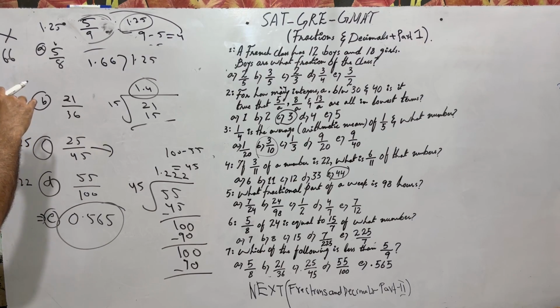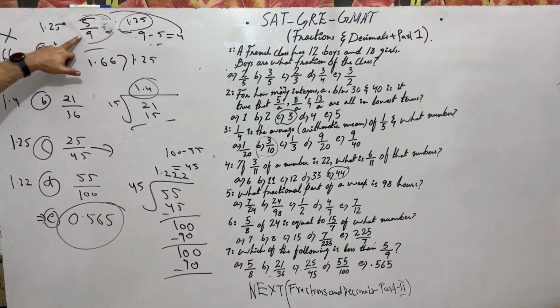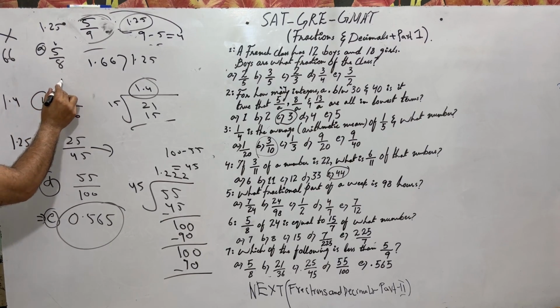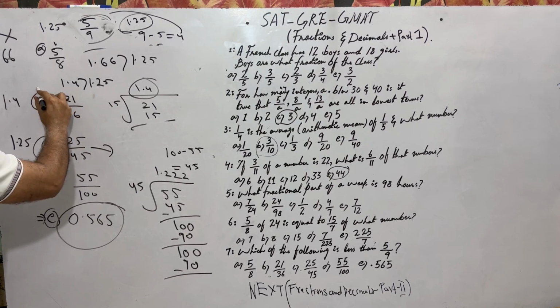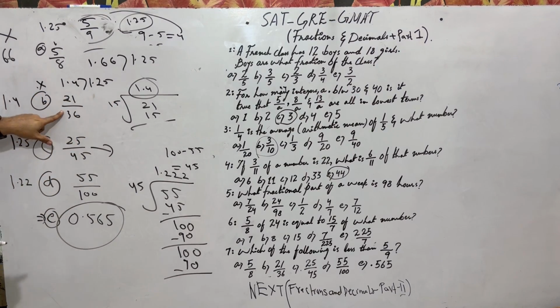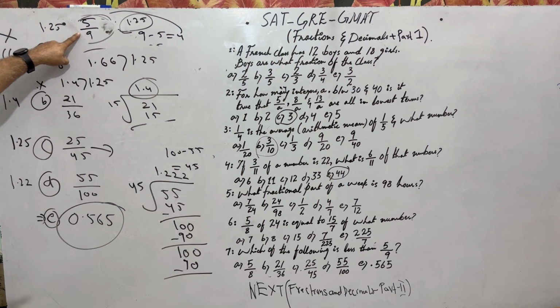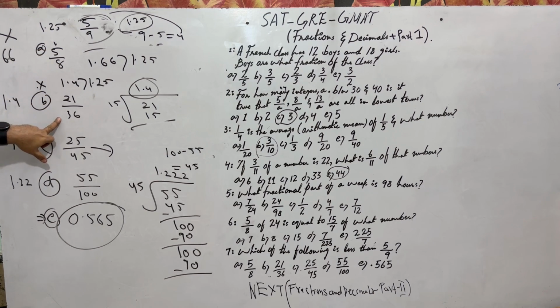We are asked to find a number lesser than 5 upon 9. What about this 1.4? 1.4 is greater than 1.25. According to my hack, it's also greater than 21 upon 36. 21 over 36 is greater than 5 over 9. So that is not our result.